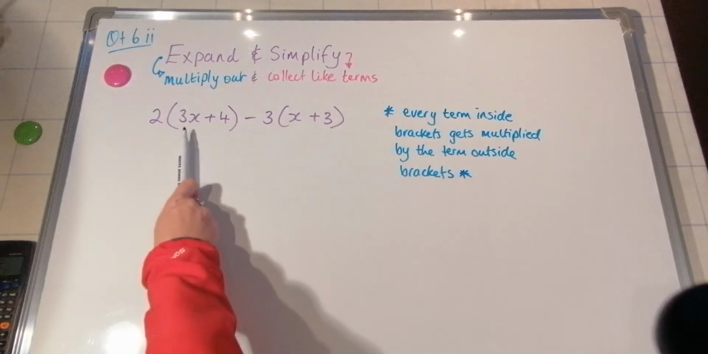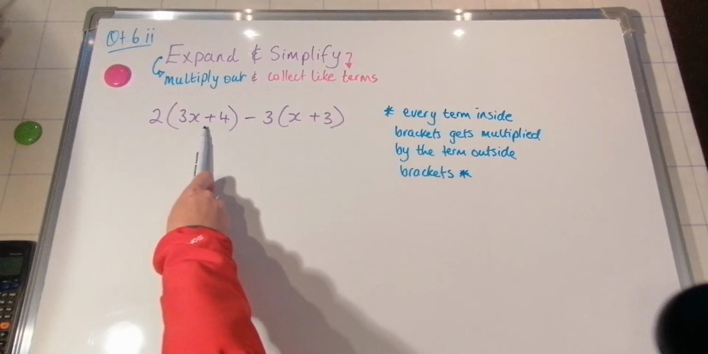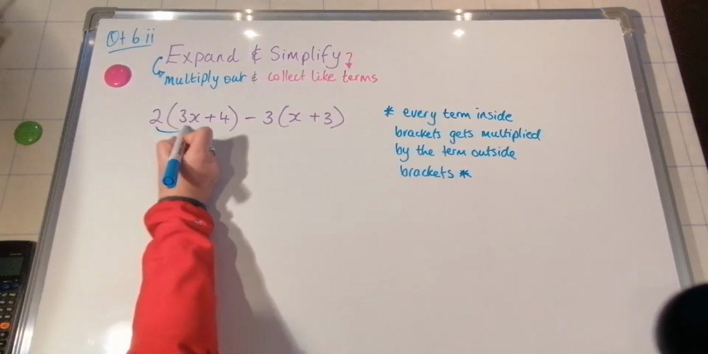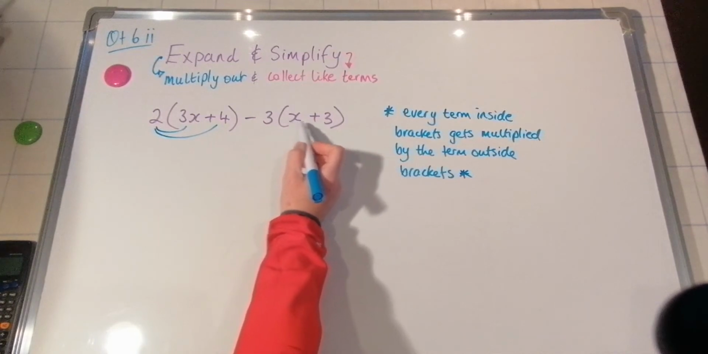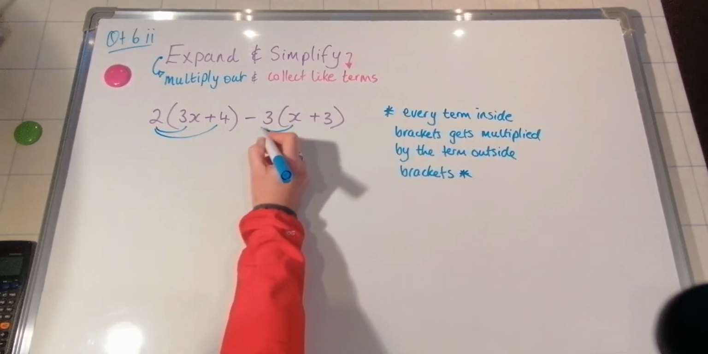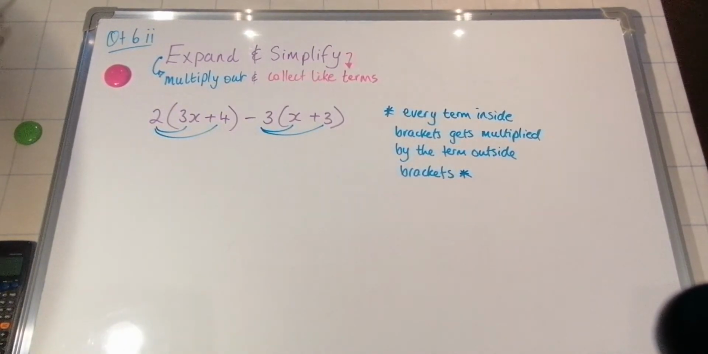So if we look at our very first bracket here, we've got 3x plus 4 inside the brackets, two terms inside the bracket, and each of those terms has to be multiplied by that 2. So I'll expand that bracket first of all. I'll just show my arrows on there what I'm going to do. Whenever I get to this bracket, I've got an x plus 3, so I've two terms on there, and they both have to be multiplied by that 3. And we need to take care here because there's a negative sign in front of that 3.